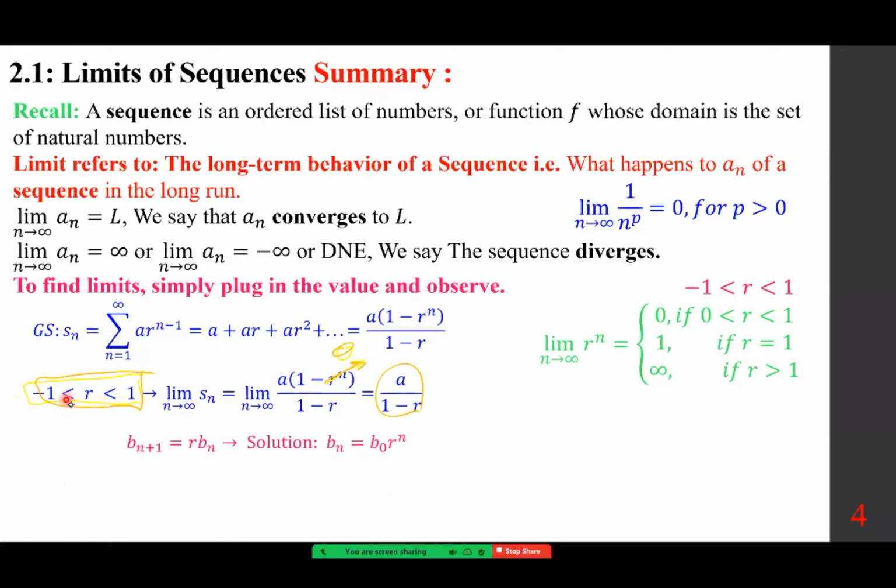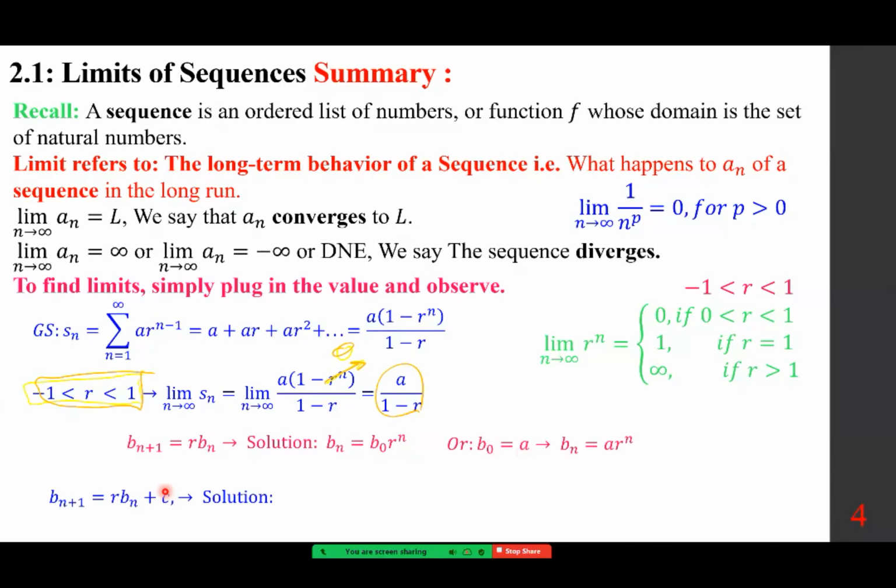Now, this is the recursive format for a geometric sequence where the solution is b sub 0 or a times r to the power of n. And I mentioned that because sometimes in some texts they use a. And that's a regular basic sequence, geometric sequence we have seen.